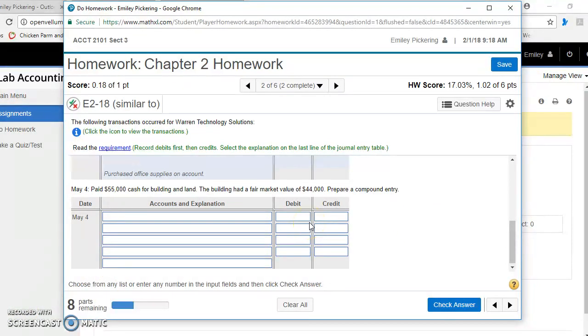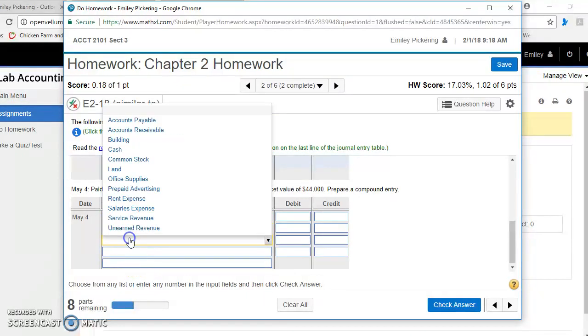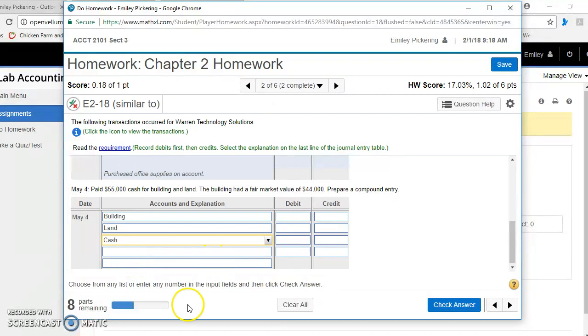All right, so number 3, we paid $55,000 in cash for building and land. The building had a fair market value of $44,000. So the reason that we need to separate this out is because we depreciate buildings and we don't depreciate land, and we'll talk about depreciation later. So what I would do is, you have your building and you have your land and that you paid with cash.